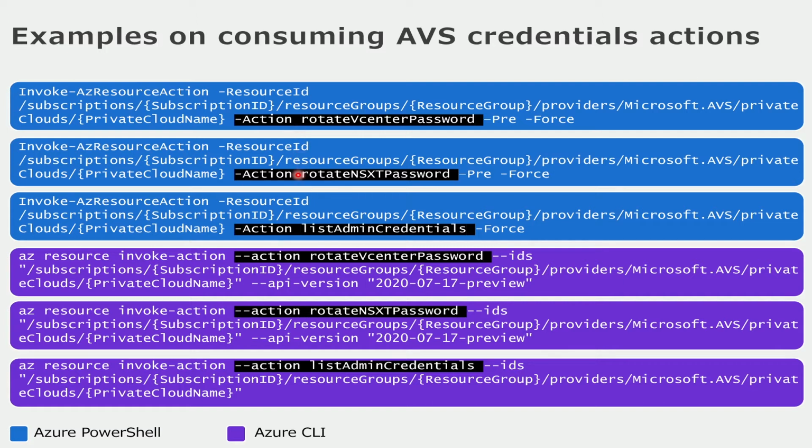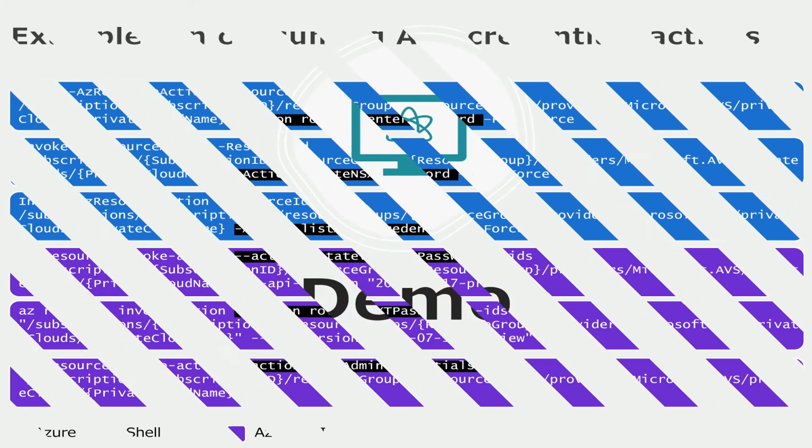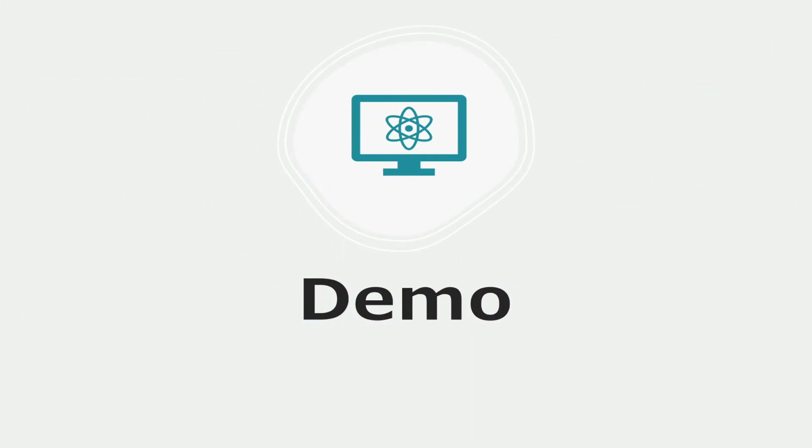Also, you can retrieve the actual value of the passwords either directly from the Azure portal, which is the most straightforward method, or you can use a separate action that is designated to do that functionality, listAdminCredentials, as you can see in the example here. You can find these commands in the video description. Now let's jump into the demo.